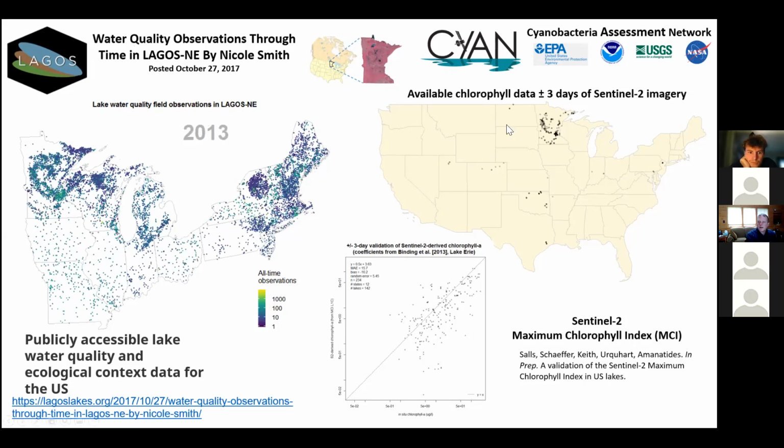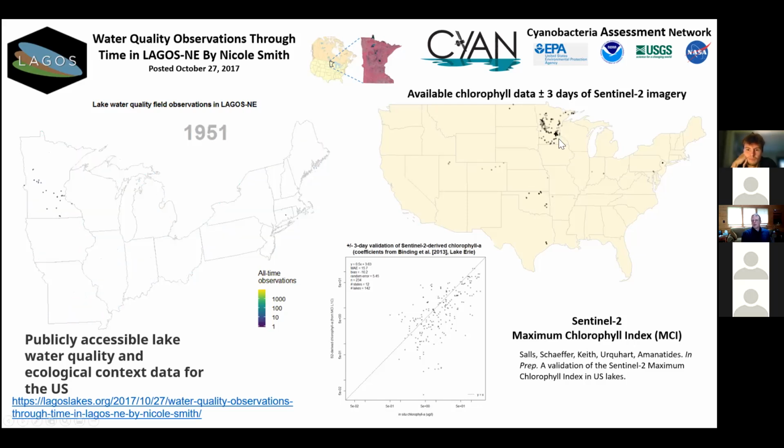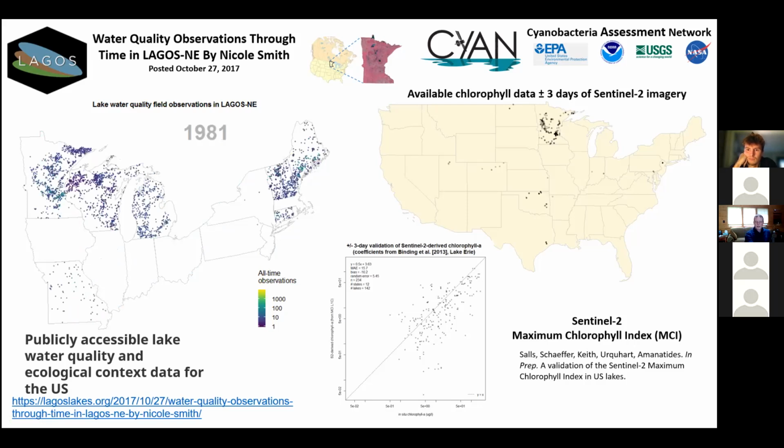With the other side over here with the chlorophyll, this is a CyAN project. This is the chlorophyll data that was in 3 days of a Sentinel-2 image. And as you can see on that, Minnesota is well represented in that data set for our continental project.